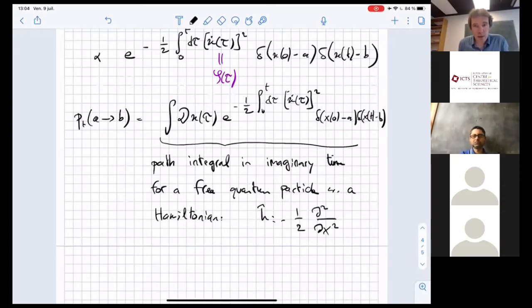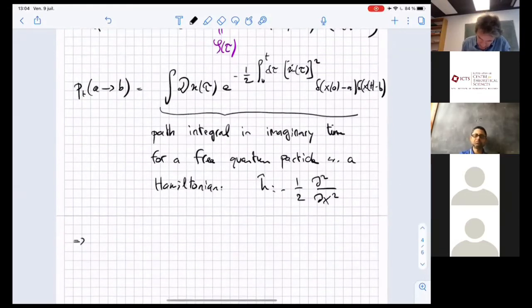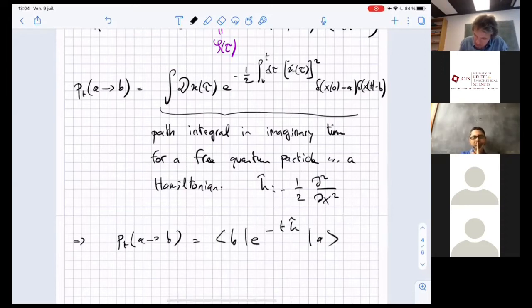So what I want to say by that is that it's another way, if you want, of writing this propagator, but in the language of quantum mechanics. So that's just the propagator. This is just exponential of minus t h hat, but now it's sandwiched, so you start at A and you arrive at B. Okay?